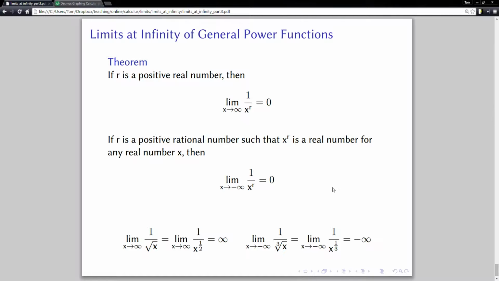Okay, so that's it for this. Now what we're going to do in the next section is use those facts that we had in this section about the power functions to compute some limits at infinity.